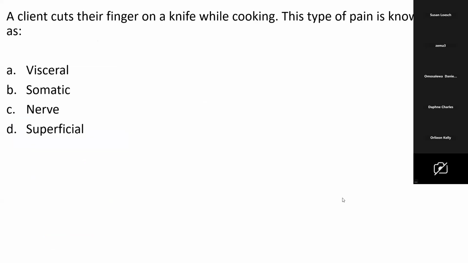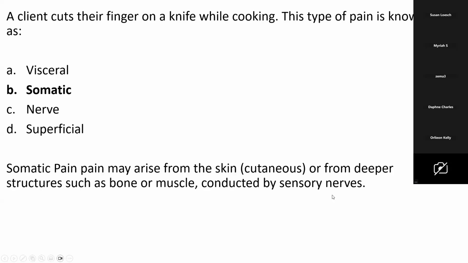Okay, client cuts their finger on a knife while cooking. What type of pain? Somatic. Okay, why is it somatic over visceral? It's the cutaneous, like under the skin. Good. Somatic comes from the skin, or cutaneous, or deeper structures like the bone or the muscle, and it's conducted by those sensory nerves.